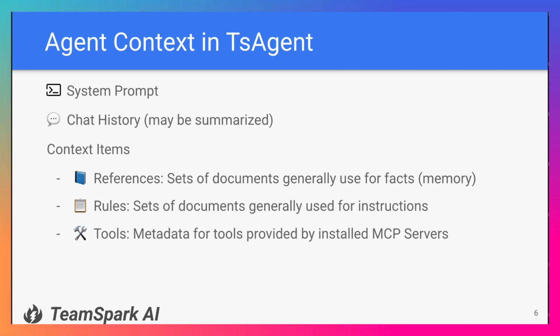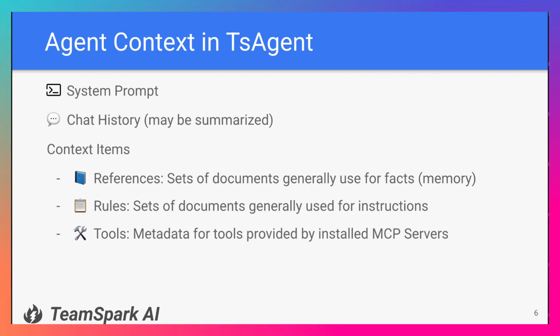In the context of TsAgent, our context is the system prompt, which is a prompt that's sent on every single message. It's the chat history. And as I said, this is the previous messages. It could involve tool calls and results from tool calls, anything that's been sent to the model previously, and that may be summarized. And then we also have what we call context items. So these are references. This is a set of documents that are generally used for facts or memory. So these are sort of ground truth facts.